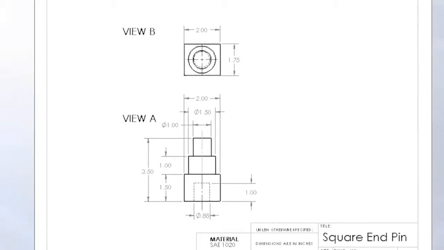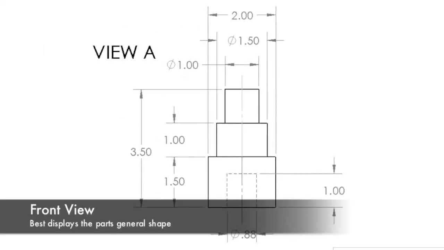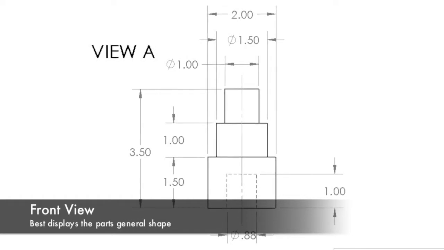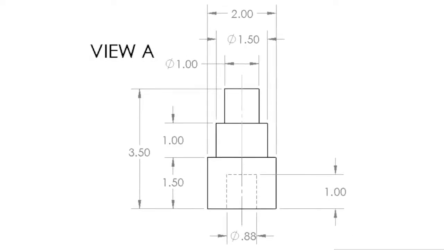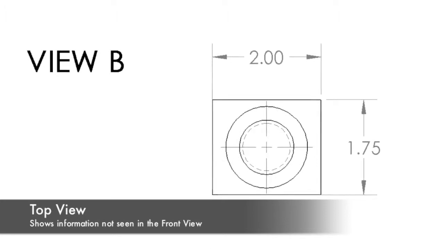The front view on this print is this view. It best describes the shape and detail of the part being displayed. The remaining view is the top view and is known as a secondary view.